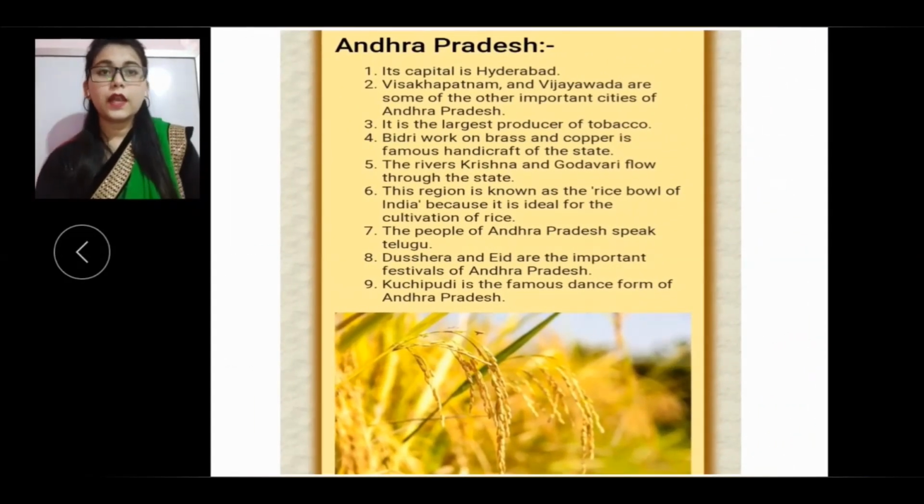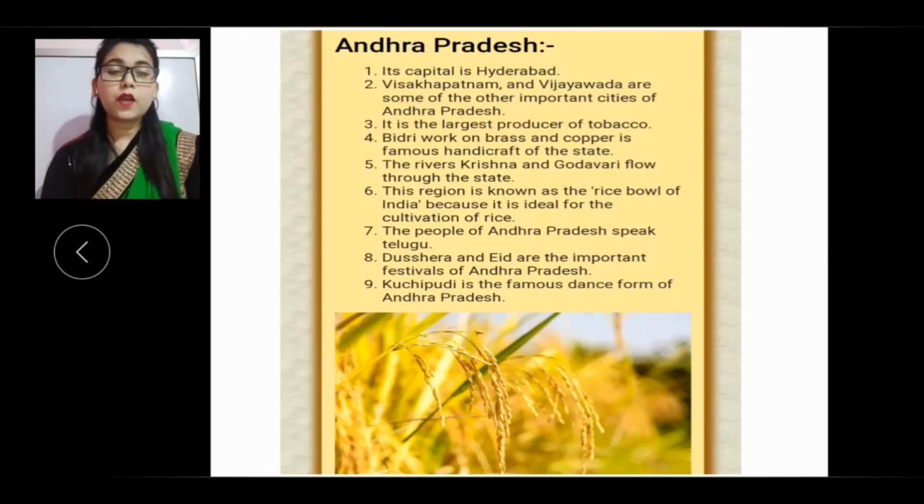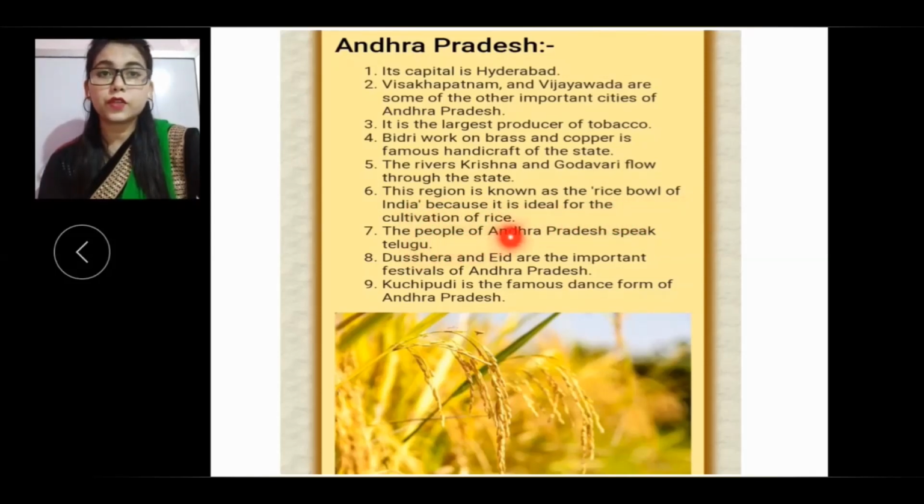Andhra Pradesh. Its capital is Hyderabad. Visakhapatnam and Vijayawada are some of the other important cities of Andhra Pradesh. It is the largest producer of tobacco. Bidri work on brass and copper is a famous handicraft of the state. The rivers Krishna and Godavari flow through the state. This region is known as the rice bowl of India because it is ideal for the cultivation of rice.